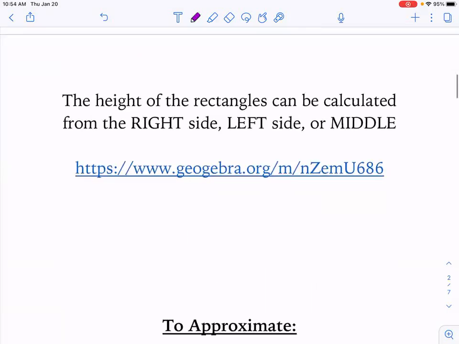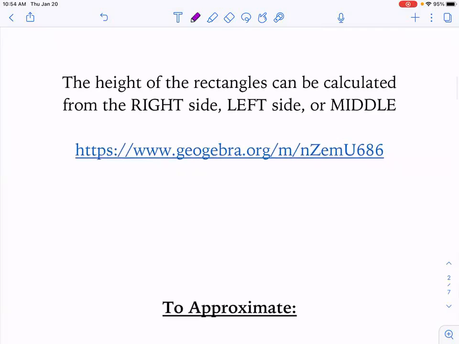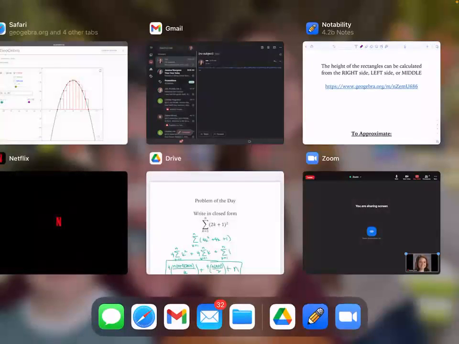Fair enough. So what we're going to work on today is we're going to take the right side of the rectangle, the left side of the rectangle, or the midpoint of the rectangle, and place it on our curve and add them together. What the heck am I talking about? Let me show you.